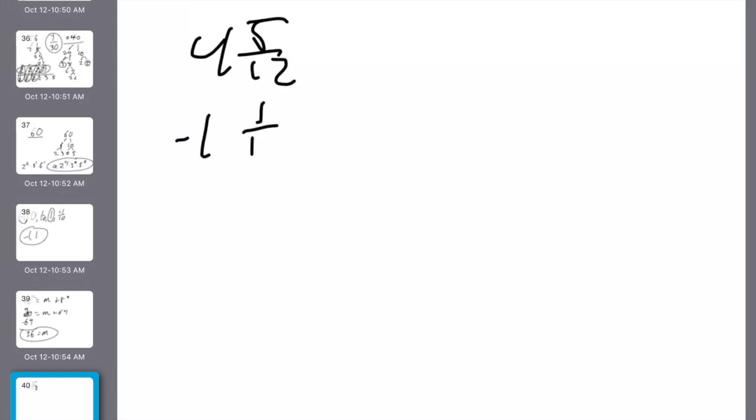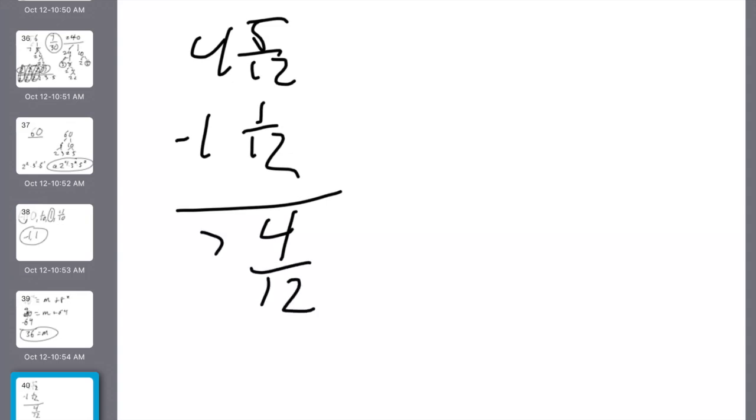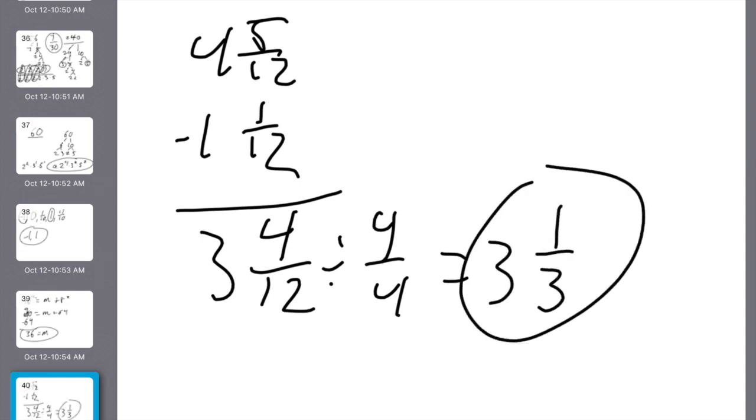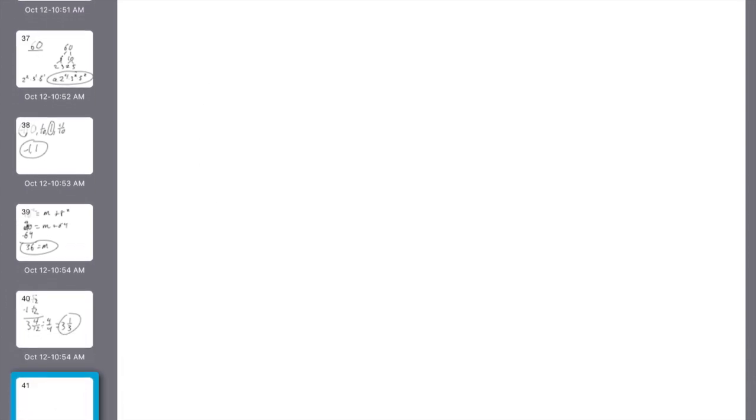Number 19, it's a subtraction problem. I have 4 and 5 twelfths minus 1 and 1 twelfth gives me 3 and 4 twelfths. 12 stays the same. 3 and 4 over 12, divide by 4 over 4, equals 3 and 1/3.